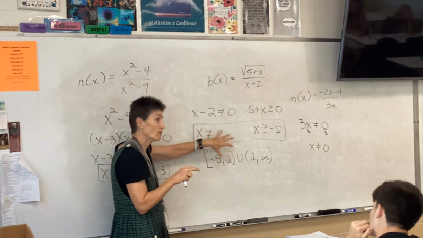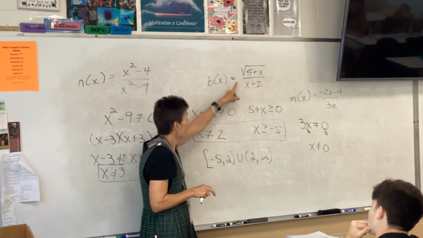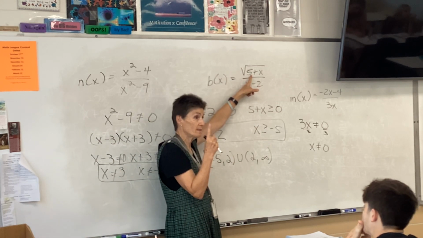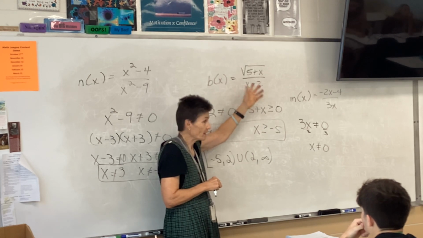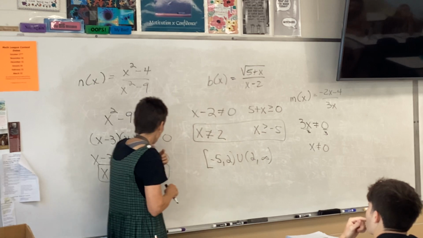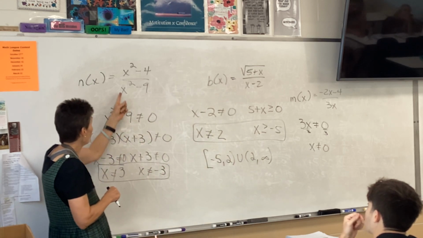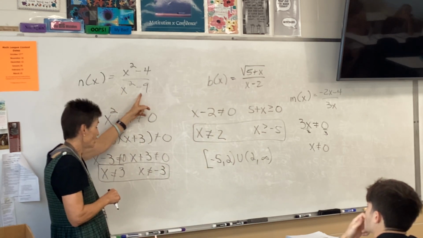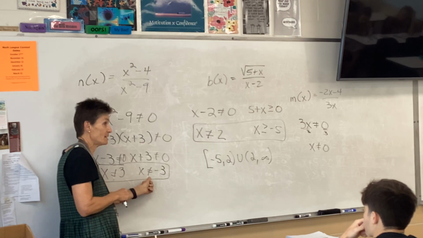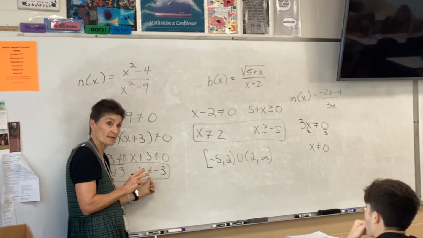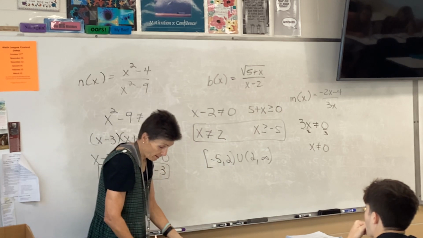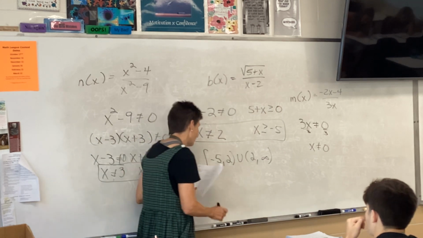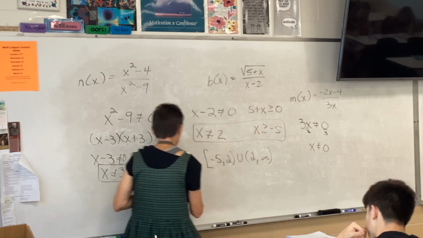Why is this a 2-part answer? Because it has a radical, rule number 1, and it has a denominator, rule number 2. So it has both. This problem over here only had one issue. It had a denominator, so I only had to deal with the cannot be's, does not equal, is not equal to. But here I had both. All right, try I on your own. Can you figure out what the domain for I is?